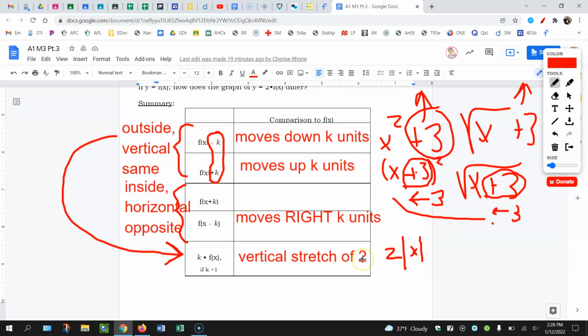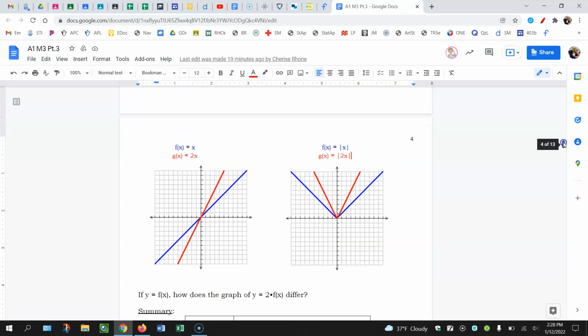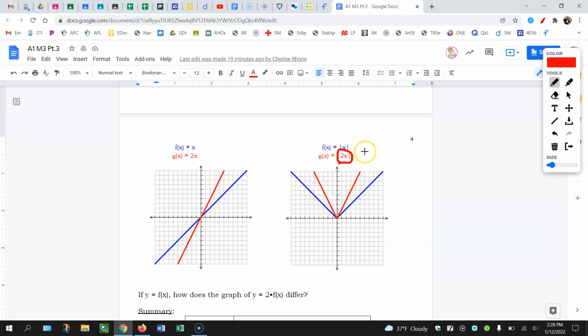So if this was like 1/2, this would be outside, vertical, same, and this would be a vertical shrink of 2. And I just realized I made a mistake up here. So let me come back up here. This one here, since this 2 is inside the function, this is going to be horizontal, and it's going to do the opposite. So this is going to actually be a horizontal shrink of 2.